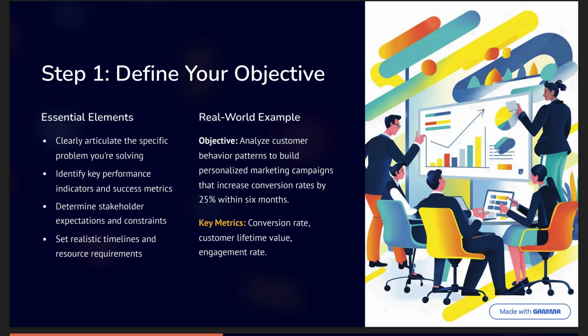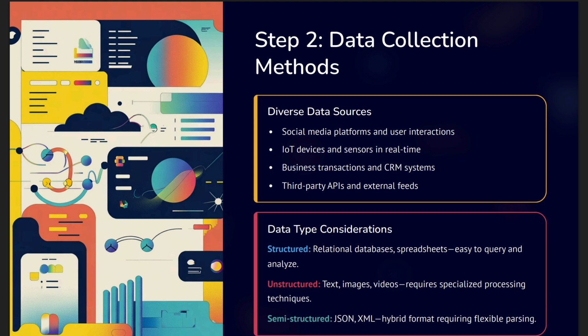For example, a company may set an objective like analyze customer behavior to create personalized marketing campaigns and increase conversion rates by 25% within 6 months. The key metrics here could include conversion rate, customer engagement, and customer lifetime value. When objectives are clear, the rest of the process becomes much more focused and effective.